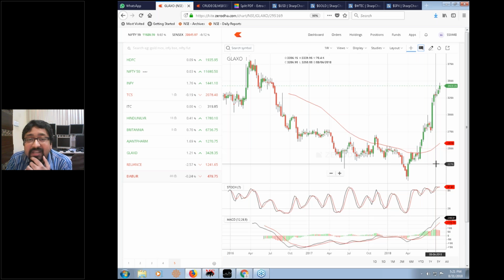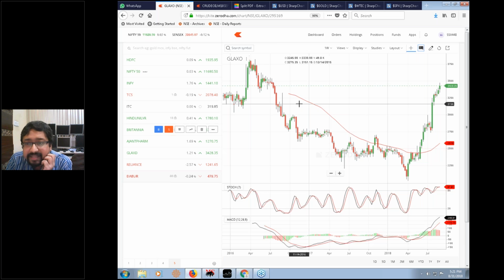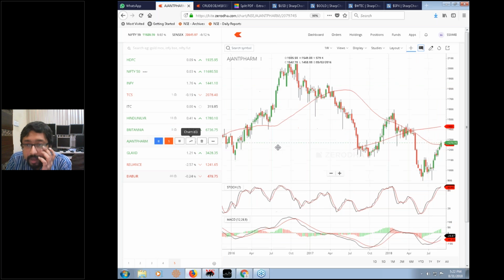So we are expecting pharma stocks to continue to move higher. In fact, they have created a bottom, and they are likely to go higher, right? Another stock in this sector that we like is Ajanta Pharma. This is the weekly chart of Ajanta Pharma, and this is the daily chart.